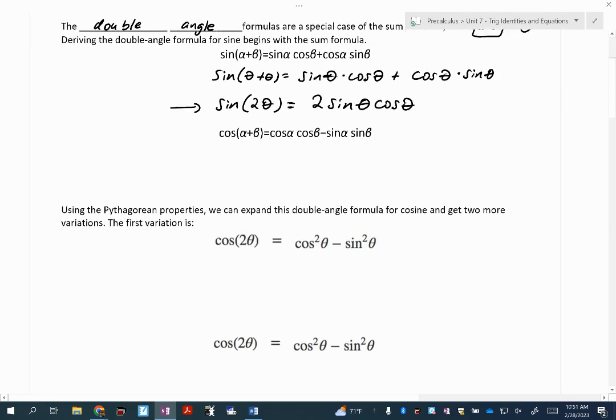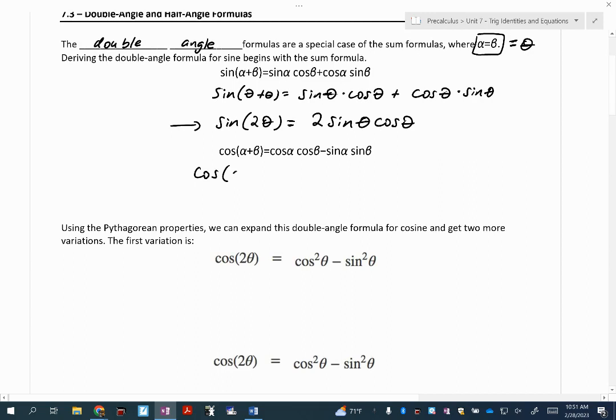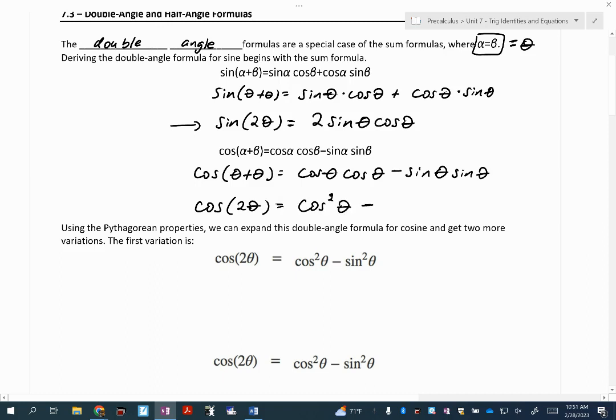Let's do the next one. Same thing. Replace the alpha and the beta with thetas. So I have cosine of theta times the cosine of theta minus sine of theta times the sine of theta. Similar idea to the previous one. This becomes cosine of 2 theta. But if you notice, we have cosine times cosine, which is cosine squared theta, and then minus sine times sine, which is sine squared theta. All right, so that is our second one.